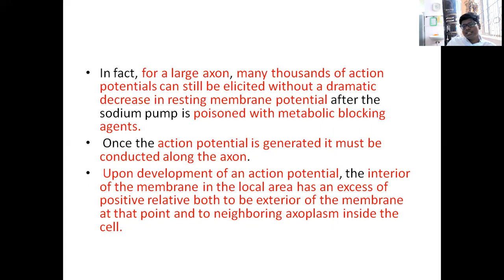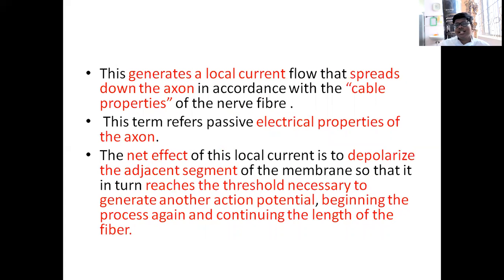Once the action potential is generated, it must be conducted along the axon. Upon the development of an action potential, the interior of the membrane in the local area has an excess positive charge relative both to the exterior of the membrane at that point and to the neighboring axoplasm inside the cell. This generates a local current flow that spreads down the axon in accordance with the cable properties of the nerve fiber, and this term refers to the passive electrical properties of the axon.